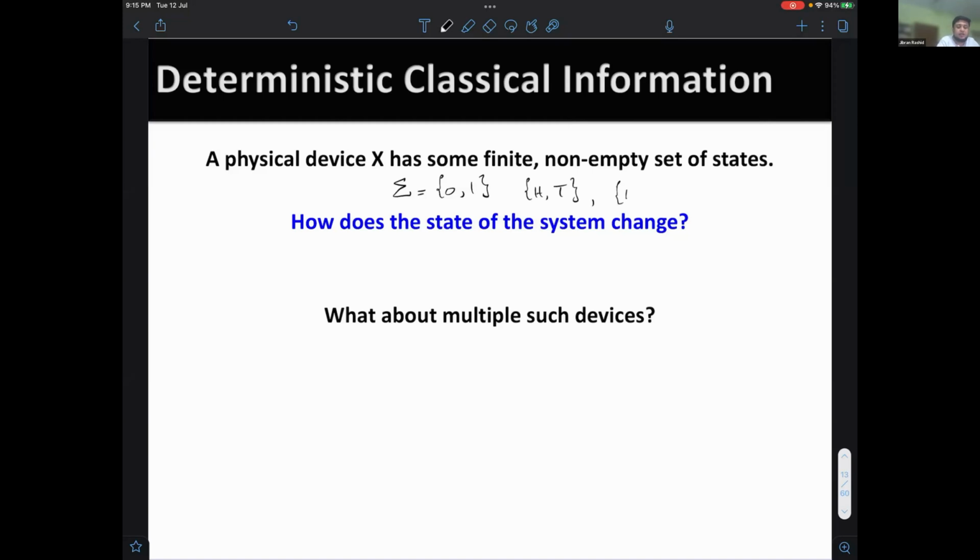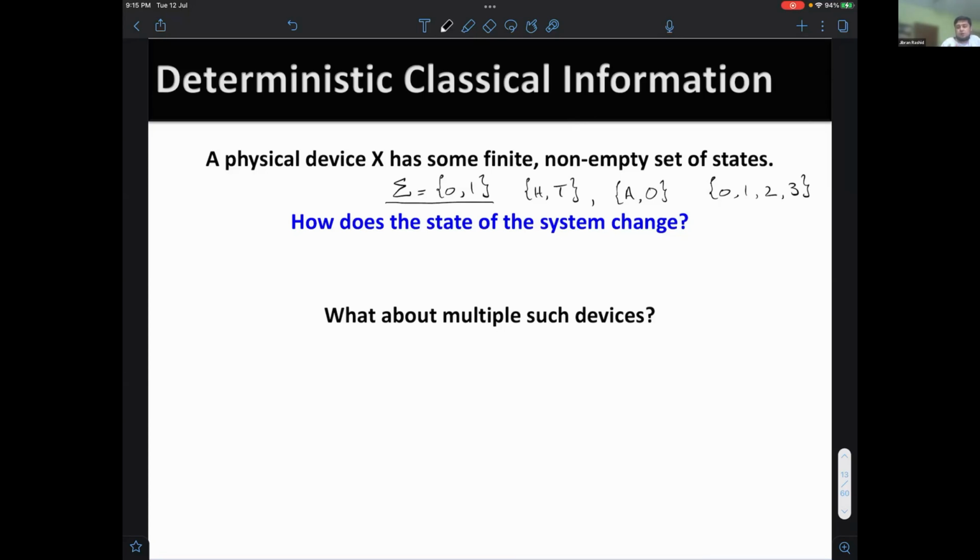I can take it to mean A and O for apples and oranges, or anything you might like or takes your fancy. They need not be 2 labels either, right? I could have 0, 1, 2, 3, or 4, 5, 6, or whatever. So the idea is just that I have a label that allows me to identify uniquely the finitely many states of this physical device. Now, my question to you is, imagine I just have a physical device with this sigma as its set of possible states.